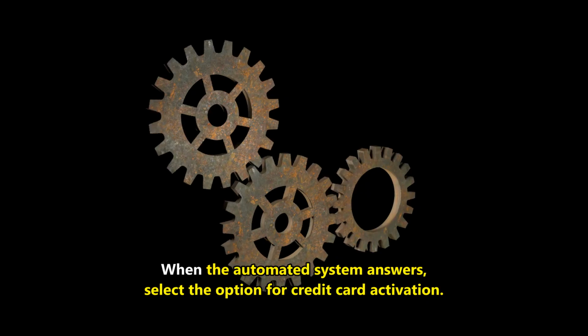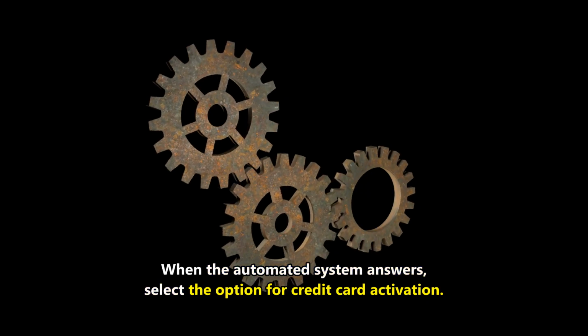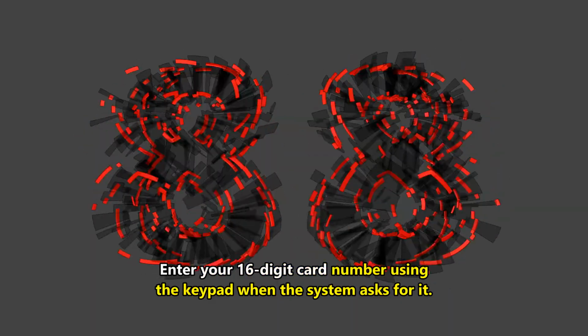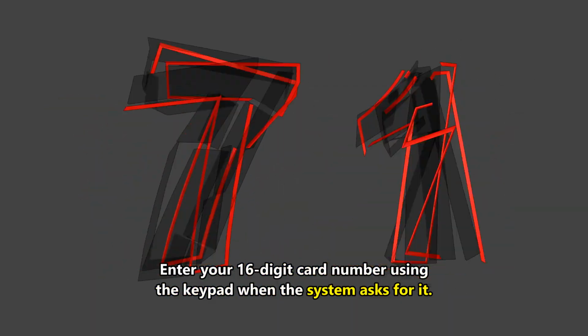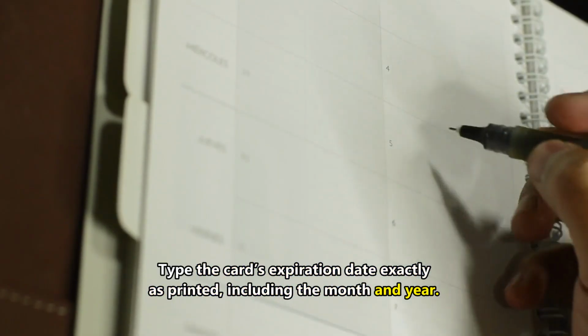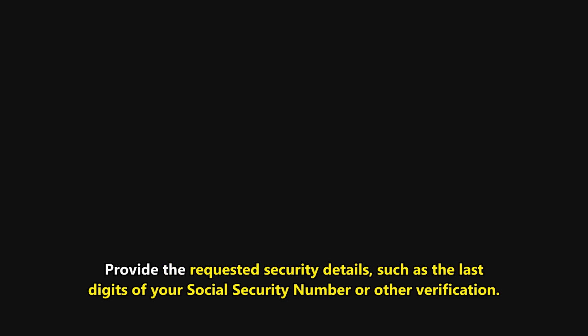phone. When the automated system answers, select the option for credit card activation. Enter your 16-digit card number using the keypad when the system asks for it. Type the card's expiration date exactly as printed, including the month and year. Provide the requested security details, such as the last digits of your social security number or other verification.